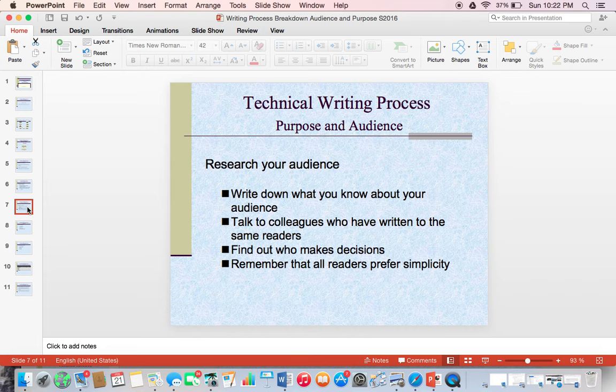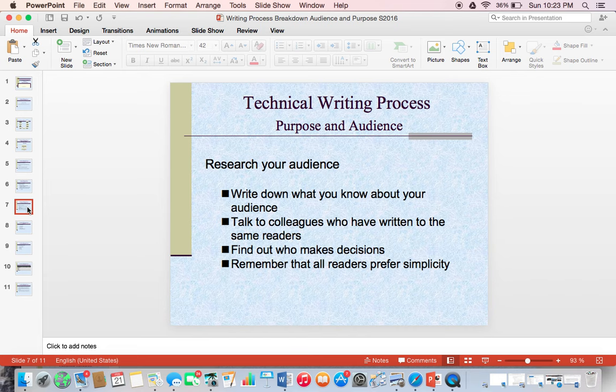So when you write, make sure that you try and make your writing as easy to understand as possible, especially if you happen to be in the unenviable position of knowing little or nothing about your reader. Sometimes you can't find any information about your reader, your audience. In that case, the basic principles of making your document simple is the best strategy.